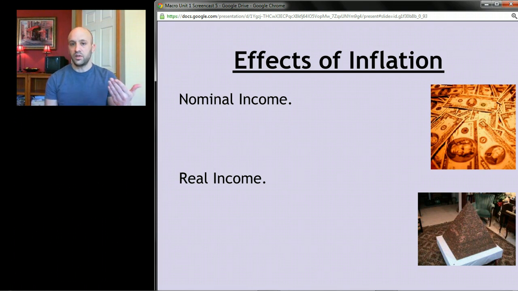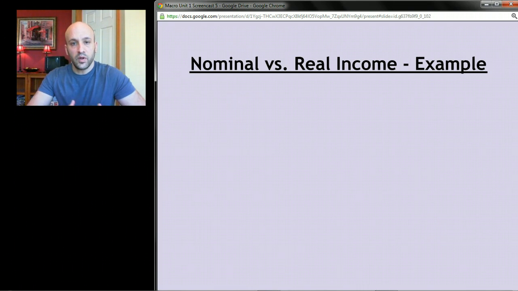So if you're making $1,000 a week, and then prices, for example, double, your nominal income hasn't changed, but your real income, what your paycheck could actually buy, has changed. So inflation tends to make real incomes drop. Nominal incomes may not change, but real incomes do. And again, we can use the same nominal to real formula we used to translate nominal GDP into real GDP to translate nominal income into real income.